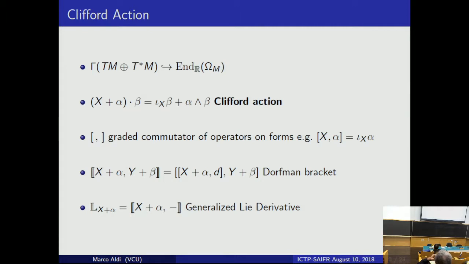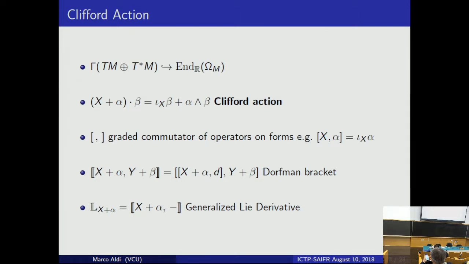Likewise, you can define the generalized Lie derivative introduced by Hitchin, and that is an operator that acts on R-linear operators on forms, and the action is given by taking the Dorfman bracket of x plus alpha with the argument. In other words, commuting with this commutator over here.